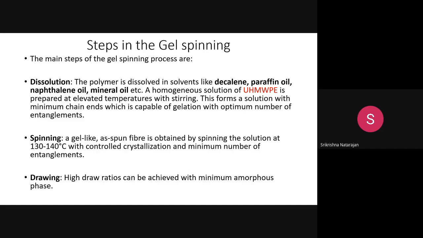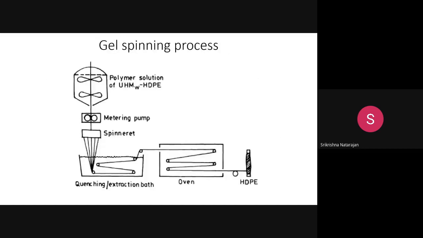Okay, so that you can do. This is the schematic diagram you can see here. This is ultra high molecular weight HDPE, but for any polyethylene you can use this. The recommended spinning method is gel spinning. That you need to understand.